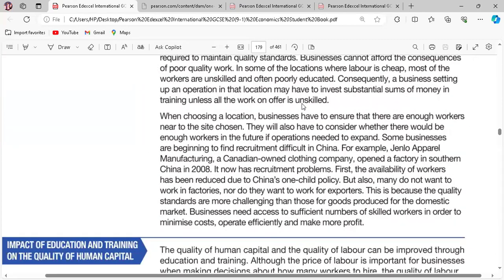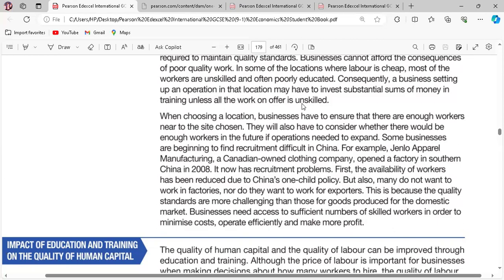The next paragraph. When choosing a location, businesses have to ensure that there are enough workers near to the site chosen. They will also have to consider whether there will be enough workers in the future if operations need to expand, as they're beginning to find recruitment difficult in China. So another factor when choosing a location is not just about the present, it's also about the future. It is important for the business to think about future employment. Is it going to be able to employ more workers in the future if the business needs to expand its operation?